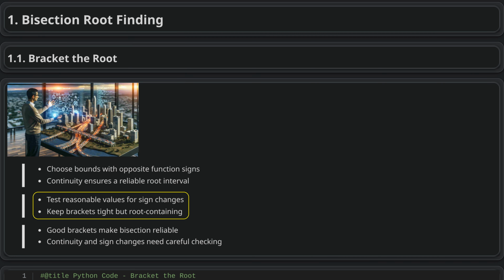Choosing a good bracket requires both math insight and practical judgment. Test the function at reasonable values and look for a sign change, which shows a root lies between them. The bracket should be large enough to contain the root, but not so large that the method wastes time narrowing the interval.